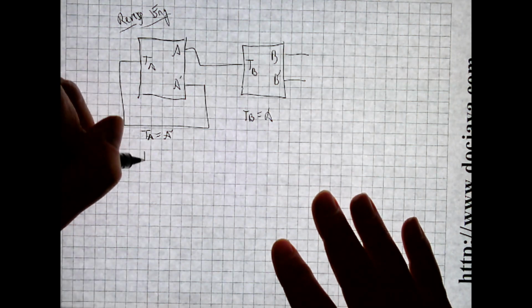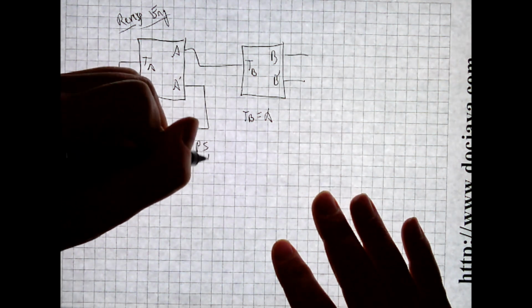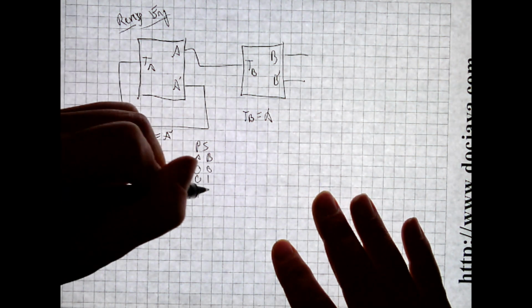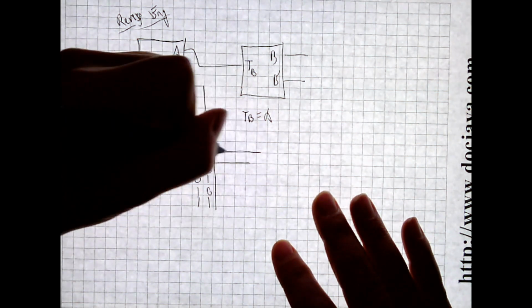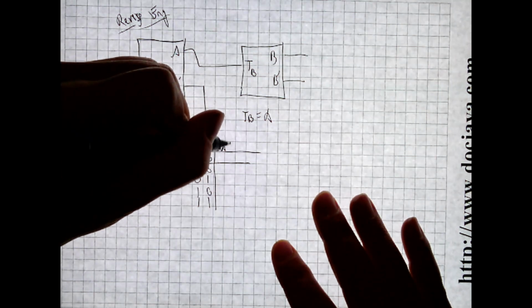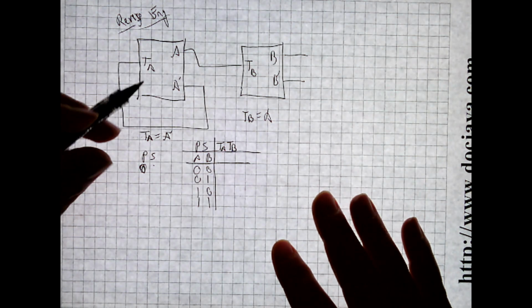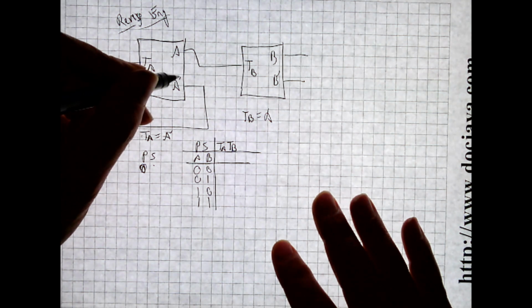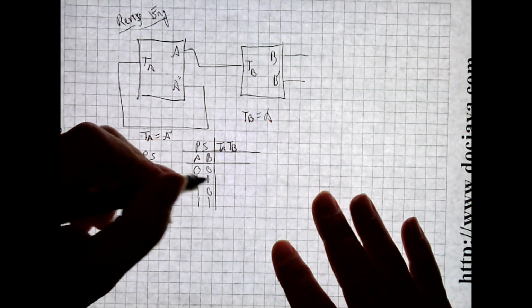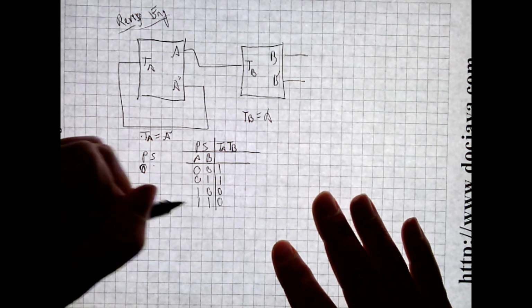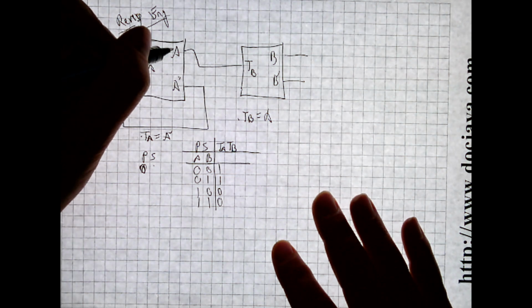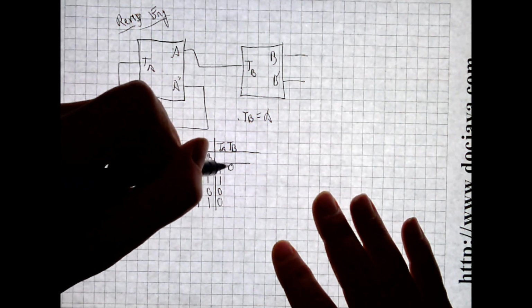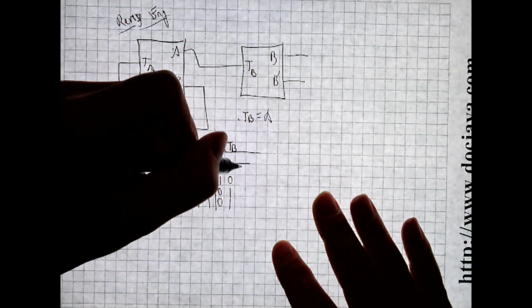And if we want to, we can write out the present state. Let's label everything. Present state, A and B. And we can write out what we know. T sub A and T sub B. Somebody said T sub A equals A prime. So here's T sub A, here's A. A prime would be 1, 1, 0, 0. And somebody said T sub B must be equal to A. And here's A, so we write it out: 0, 0, 1, 1, because that's what we know.